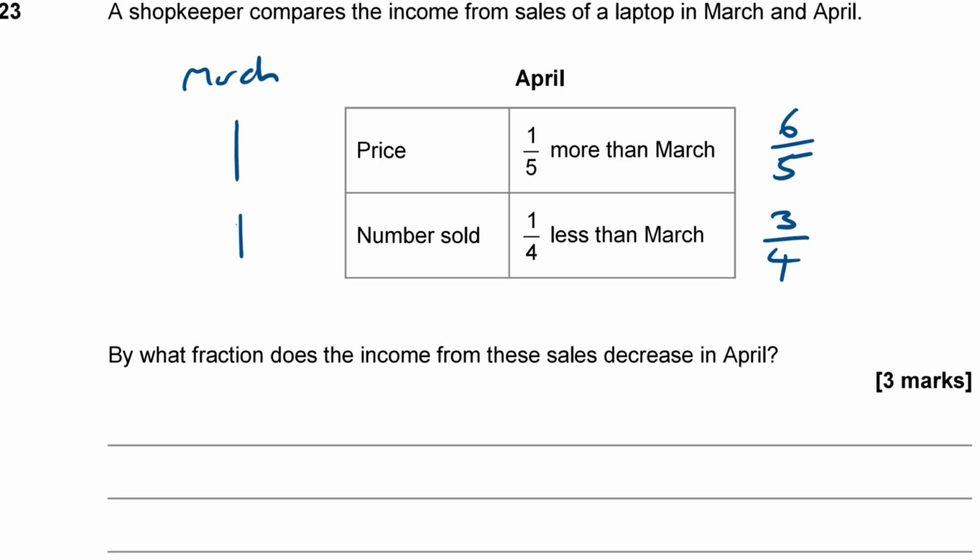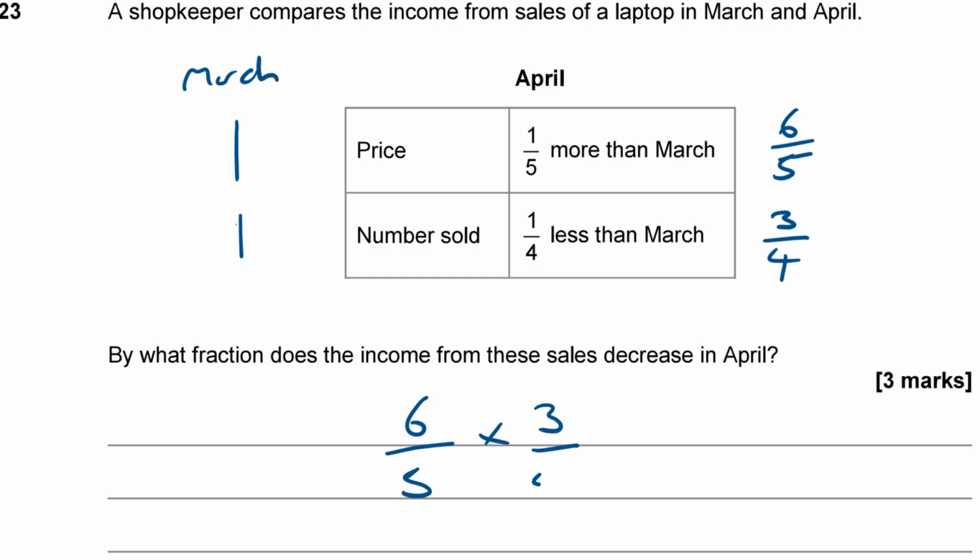So by what fraction does the income from these sales decrease in April? So in March, if the price is 1 and the number sold is 1, then 1 times 1 is 1. So if we can multiply these two fractions together, then we'll know the fraction of April compared to March, and therefore we can then work out what the decrease is. So anyway, let's just multiply these together.